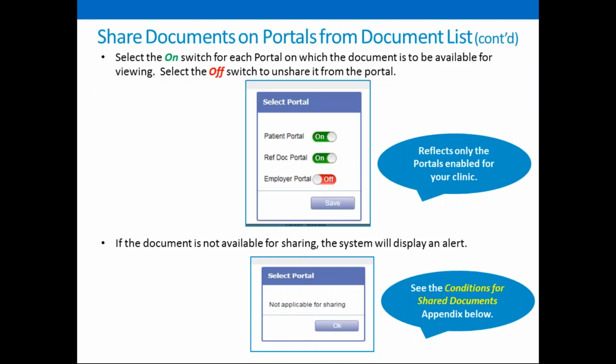Also, if you don't have the portal turned on for your clinic, meaning your contract does not include that portal, you won't have that option at all in this window. So even though in my screenshot here on the top I'm showing all three, you may only have patient, or you may only have employer, or a combination of the three.